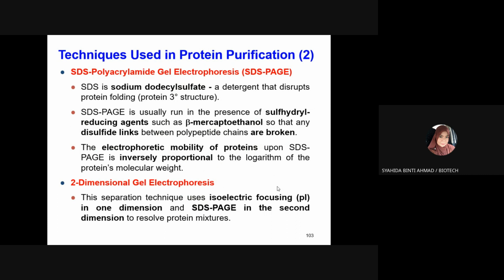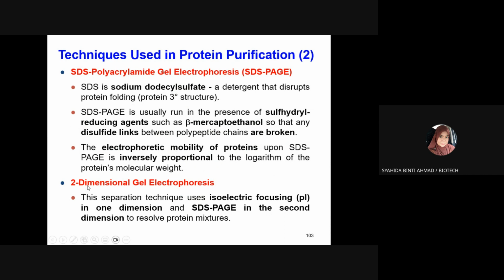And then lastly is protein purification using gel electrophoresis. There are two types, but basically the base is the same. SDS, sodium dodecyl sulfate, is the detergent. We link it with the polyacrylamide gel, so we call it an SDS-based gel. This will help you to separate according to size.